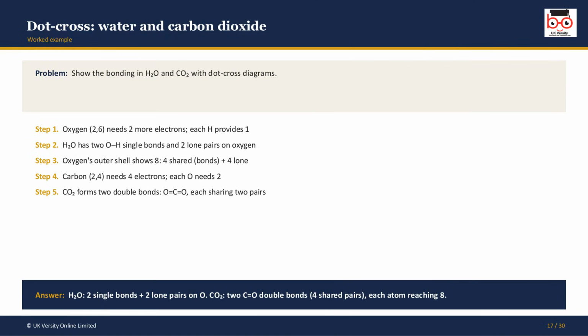Now water and carbon dioxide. Oxygen is 2,6, so it needs 2 more electrons, and each hydrogen provides 1. Water, therefore, has 2 oxygen-hydrogen single bonds, plus 2 lone pairs left on the oxygen. Oxygen's outer shell shows 8, 4 shared in bonds, and 4 in lone pairs. Carbon dioxide is different. Carbon is 2,4, needing 4 electrons, and each oxygen needs 2. So carbon forms 2 double bonds, 1 to each oxygen, written O=C=O, with each atom reaching a full 8.